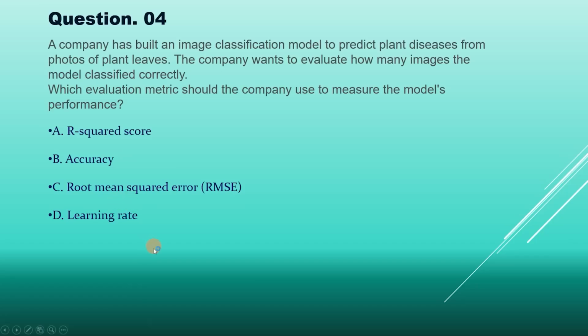The correct answer here will be option B, accuracy. This is because accuracy is the most straightforward metric, measuring the proportion of correctly predicted instances out of the total instances. It is suitable when the classes are balanced. So option B, accuracy, is the correct answer here.